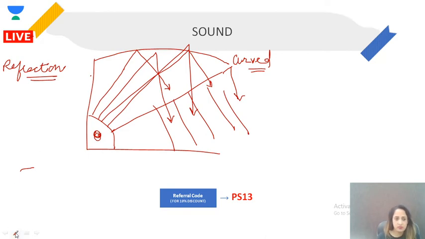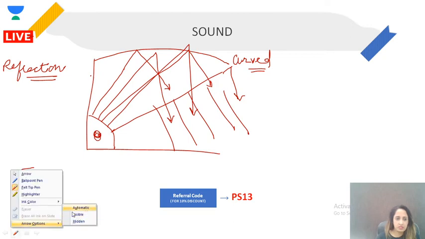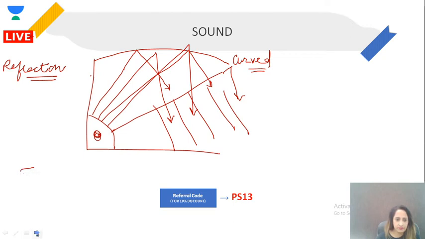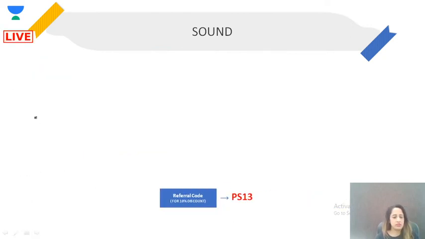Okay, so this was quickly about it. Now let's move on to the next topic, which is, what is the range of hearing? Can we hear all the sounds, or how does it work?